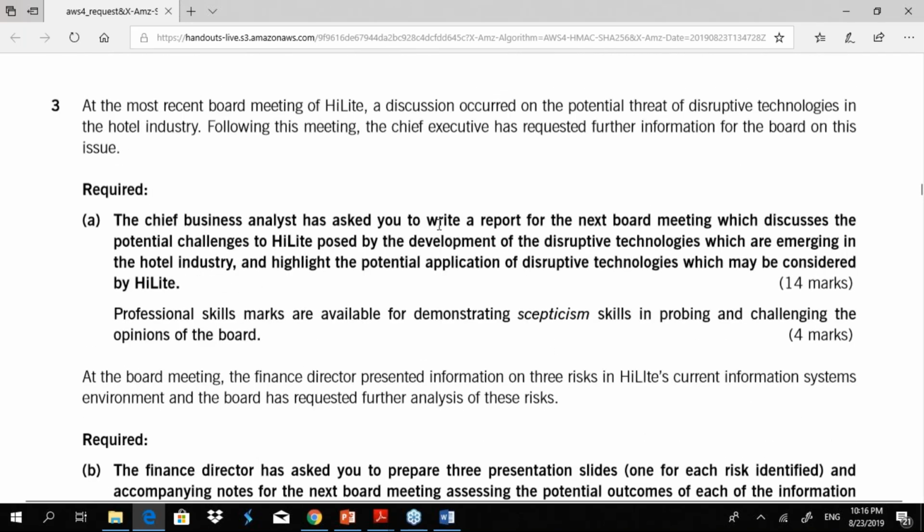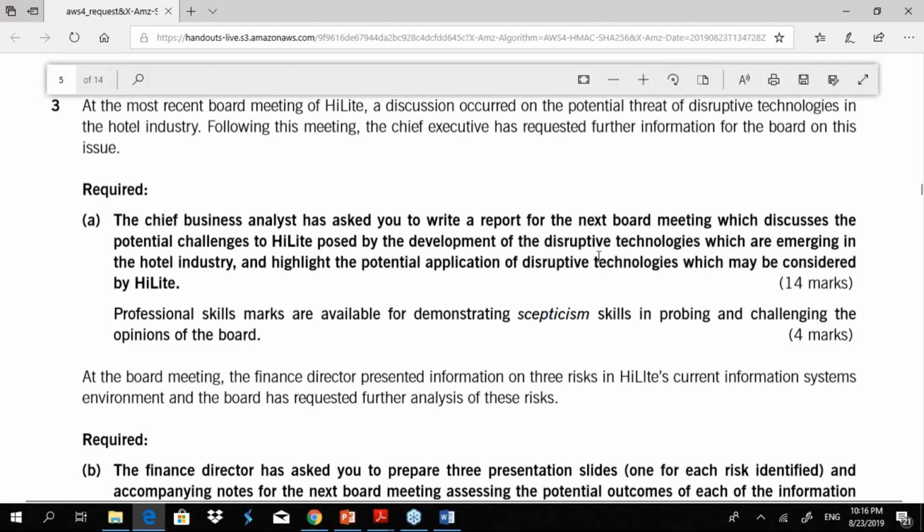And then 3A, write a report for next board meeting which discusses potential challenges to Highlight posed by development of disruptive technologies. Again, technical. Which are emerging in hotel industry, Airbnb. See here, if you have a knowledge of Airbnb, you can nicely structure the answer. You don't have to read any books. I mean, what I meant is technical content. Disruptive technologies which are emerging in hotel industry.